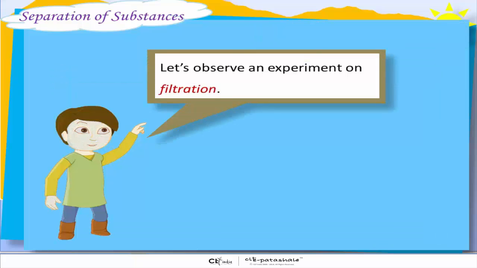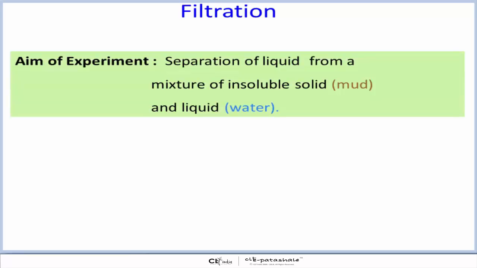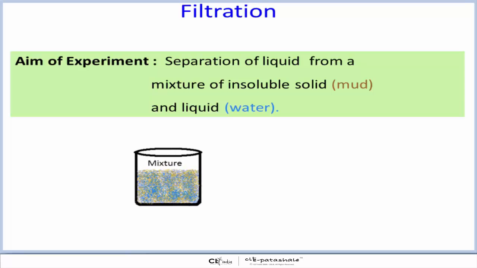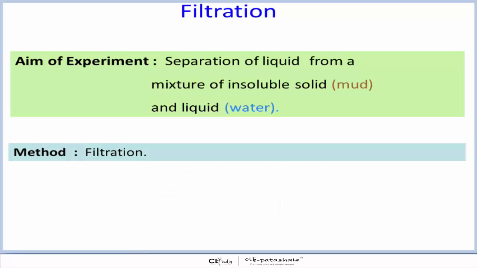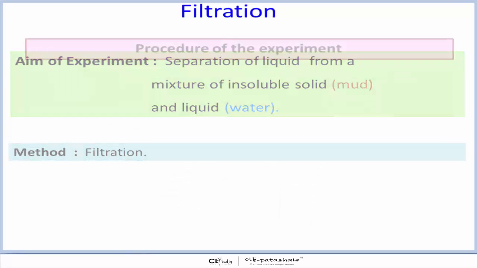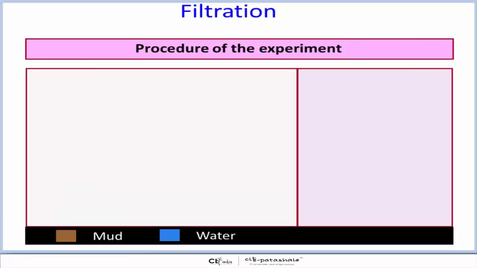Let's observe an experiment on filtration. Now children, let's do a small experiment on filtration. Aim of the experiment: separation of liquid from a mixture of insoluble solid, that is mud, and liquid, that is water. Method: filtration. Now let's see the procedure.